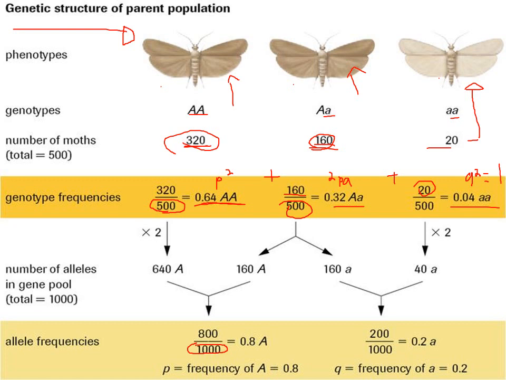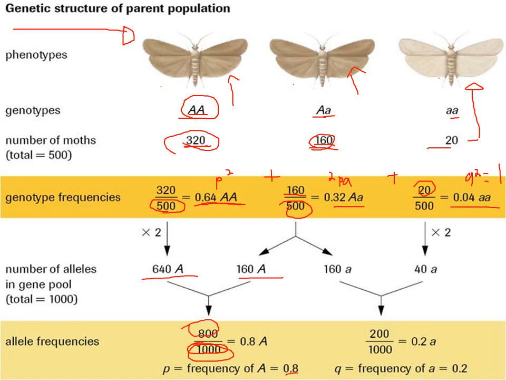So if I want to figure out the frequency of big A, what I would do is I would have 1,000 alleles, find how many big A's I have. So over here I have 640 big A's, because there's 320 individuals that have big A, big A. And over here I have 160. So I have 640 big A's plus 160. That's 800 big A's total. That's a frequency of 0.8.